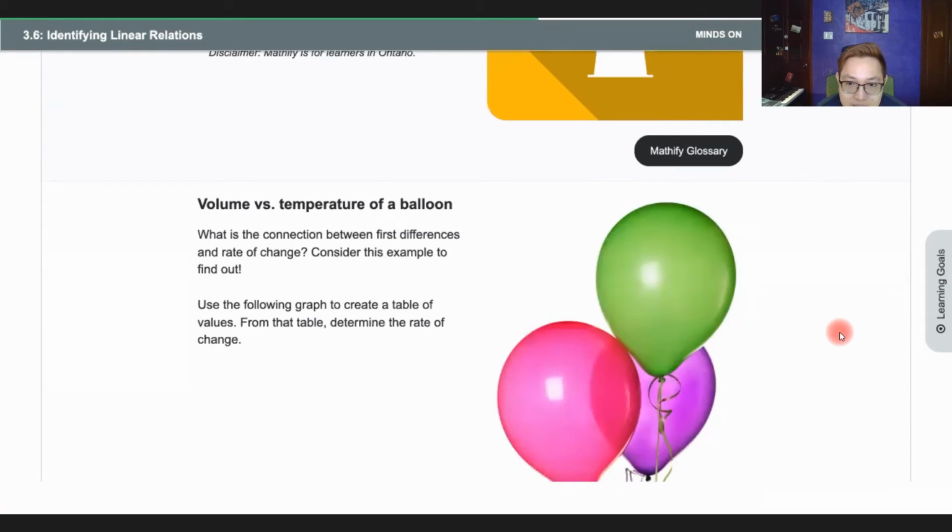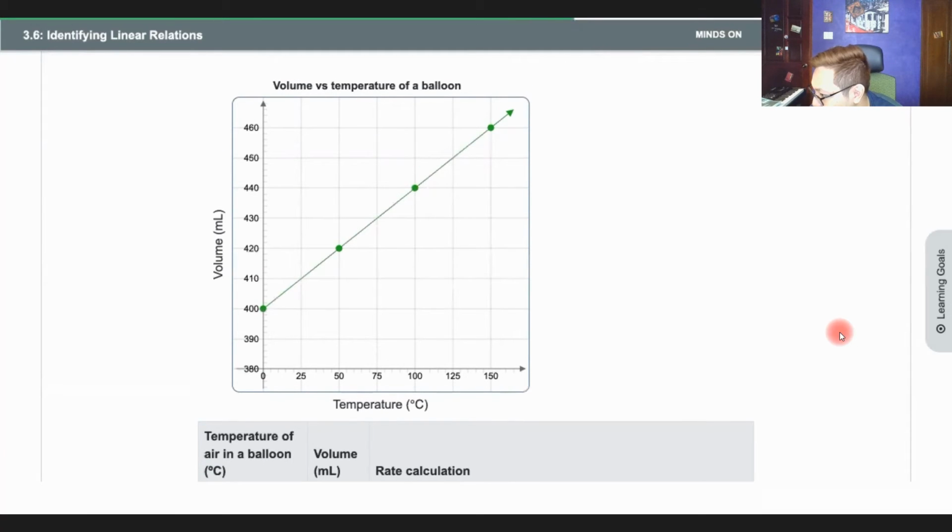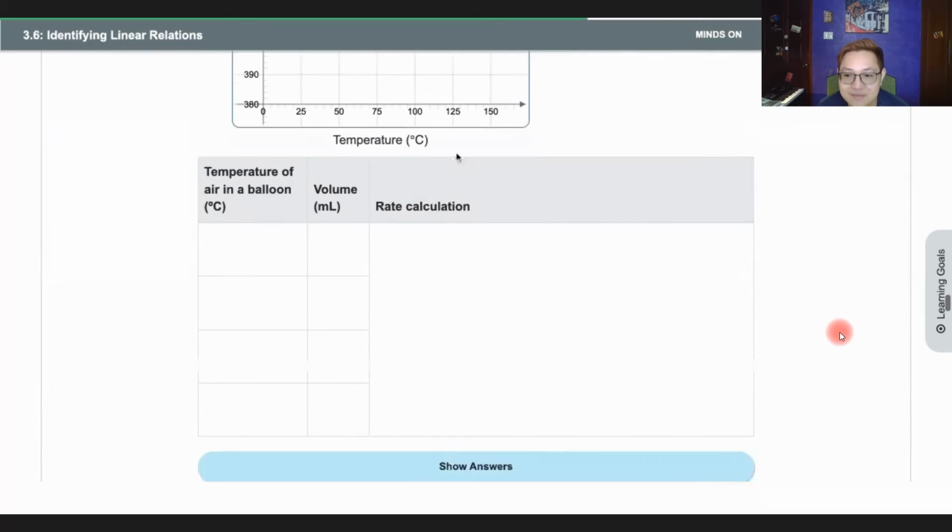Volume versus temperature of a balloon. What is the connection between first difference and rate of change? Consider this example to find out. Use the following graph to create a table of values from the table to time change. So start from 400. The temperature is increased to 50 degrees Celsius, and then 100 is at 440, so 150 at 60.